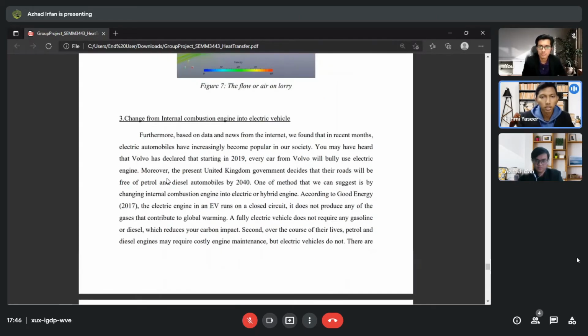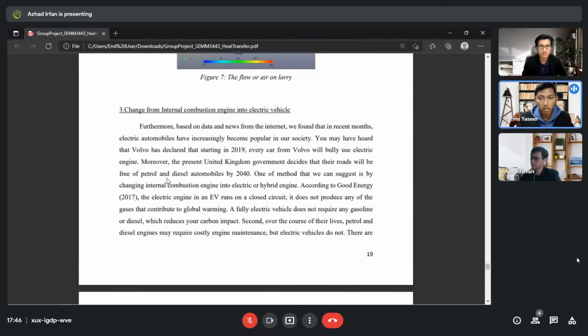Okay, so the next method is we change from the internal combustion engine in the truck to an electric vehicle. Based on the data and the news from the internet, we found that in recent months, electric automobiles have increasingly become popular in our society. We suggest this because, according to Good Energy in 2017, the engine in an electric vehicle runs on a closed circuit, so it does not produce any of the gases that contribute to global warming.